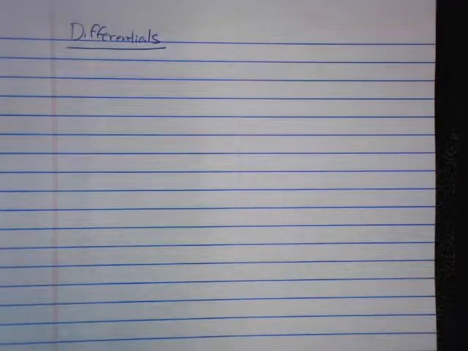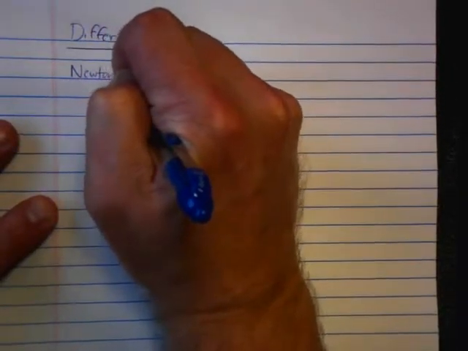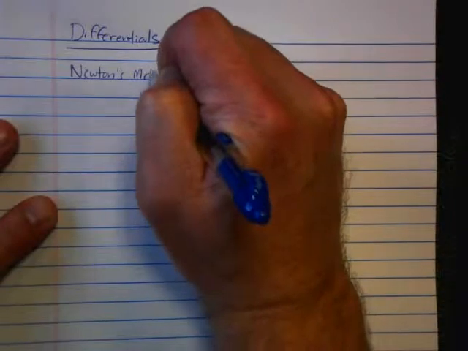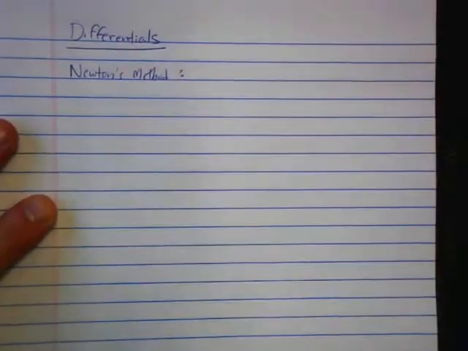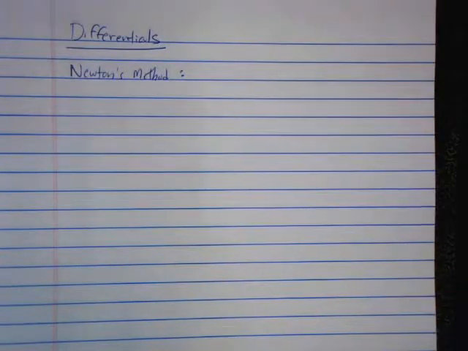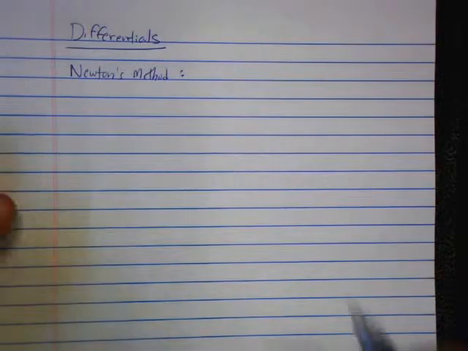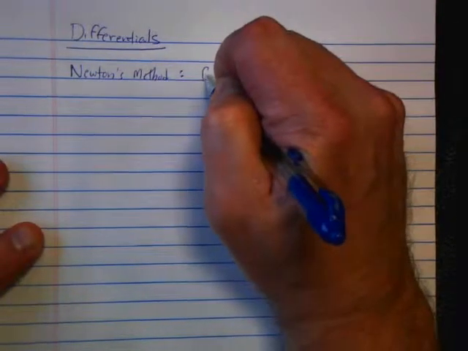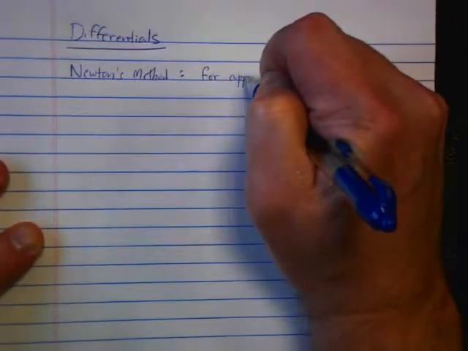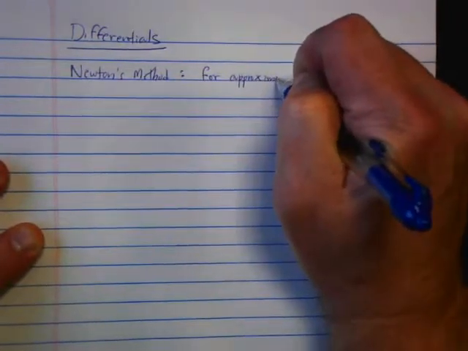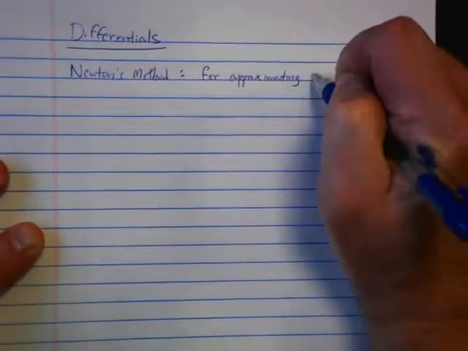All right, the last section we had in Chapter 3 is differentials. In the previous section, we studied something called Newton's method. What was Newton's method all about? Okay, so Newton's method was a technique for approximating solutions to equations.